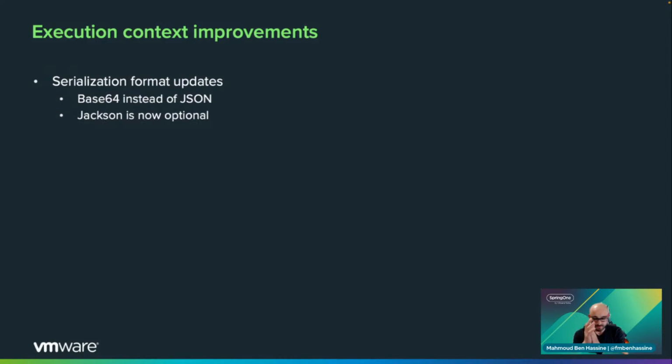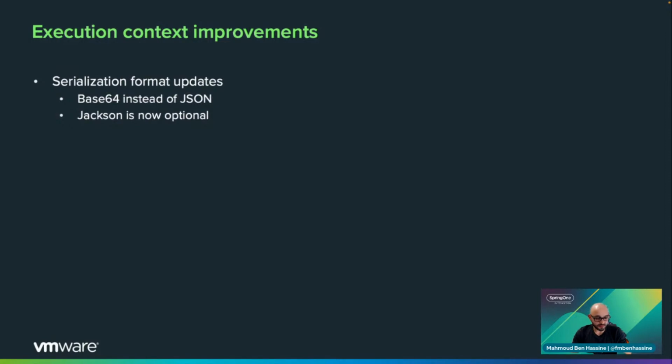The first issue is that in Spring Batch 4, Jackson was a compile time dependency of Spring Batch. When you import Spring Batch, you have Jackson in the classpath as well, and many people were complaining because they were using other JSON libraries. So we had to make Jackson an optional dependency, so it's opt-in instead of opt-out. That's the first reason.